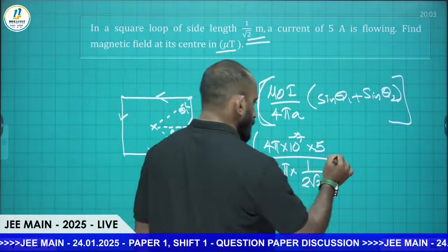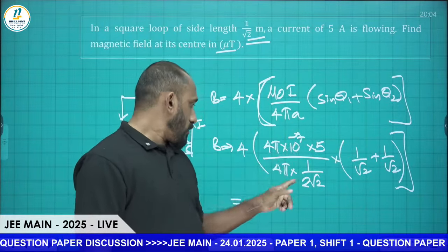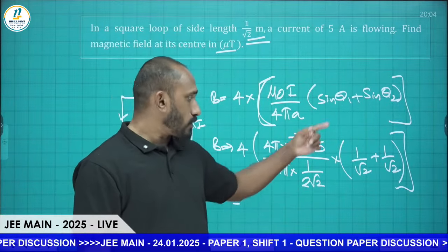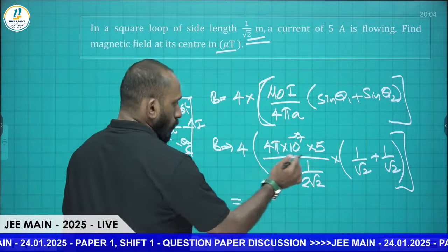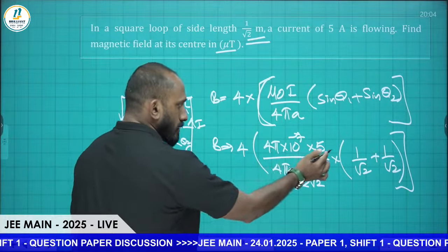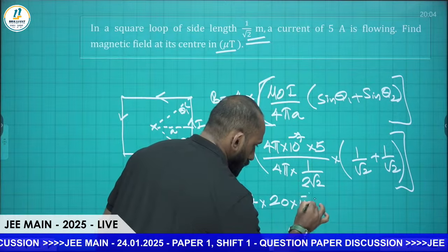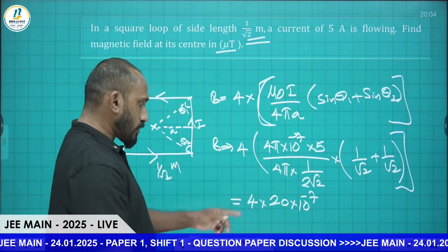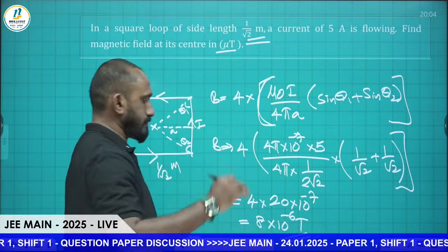That is the calculation. So 1 by root 2 plus 1 by root 2 is root 2. So 2 by root 2 is root 2. Then this 1 by 2 root 2 goes to the numerator, so 2 into root 2. That's 4 comes there. So 4 and 5, that's 20. So 4 times, 4 pi cancels. 20 into 10 raised to minus 7. So it is 4 into 2, that's 8. 8 into 10 raised to minus 6 Tesla will be there.